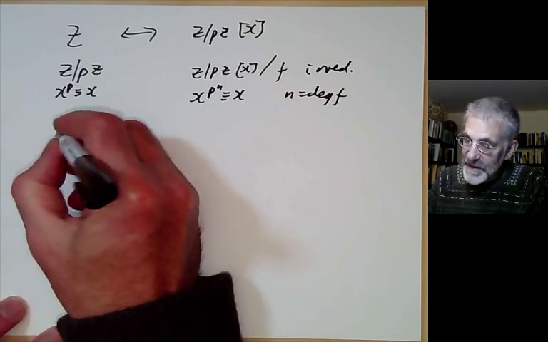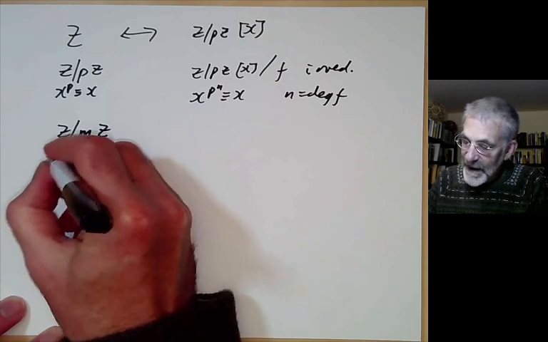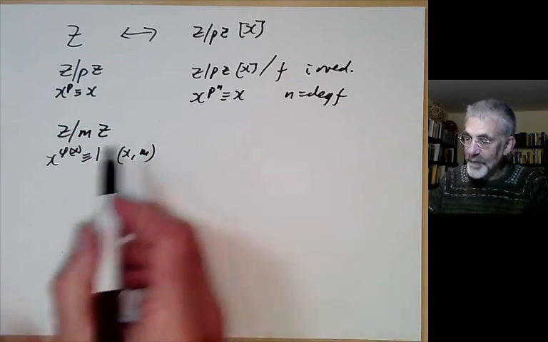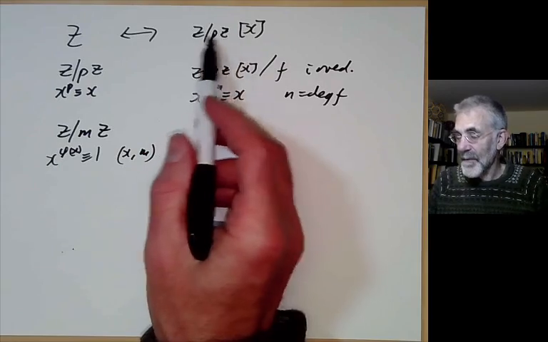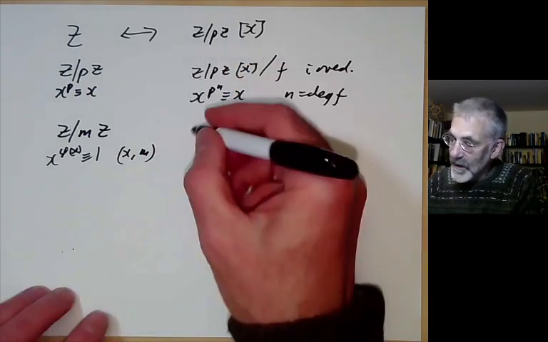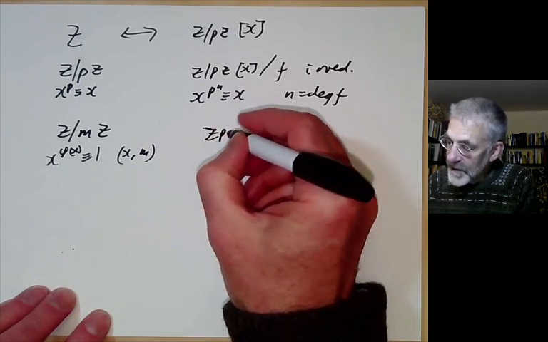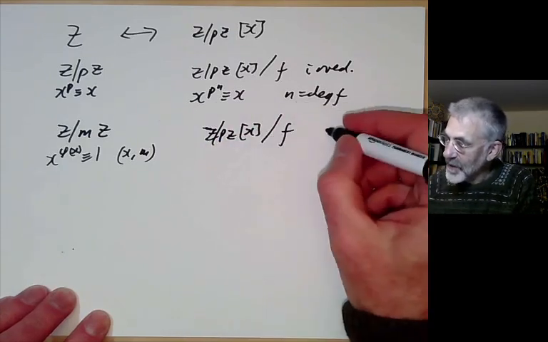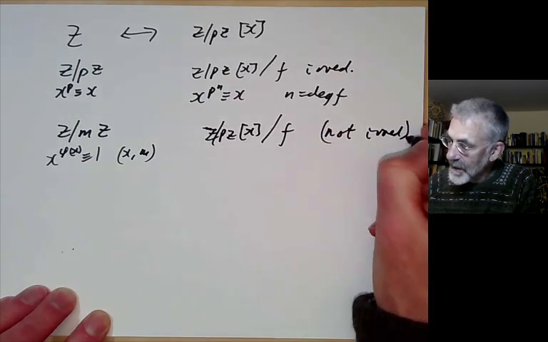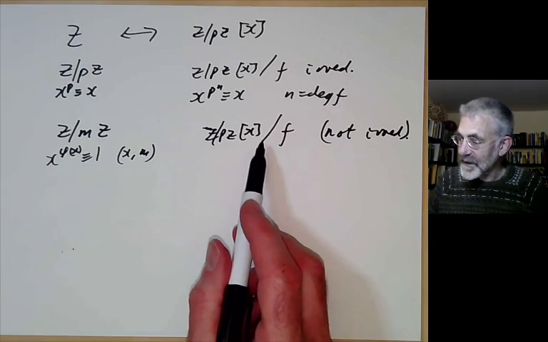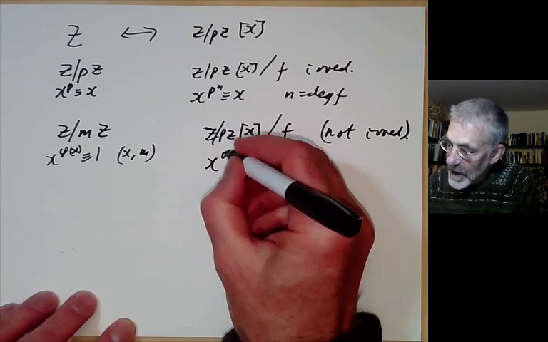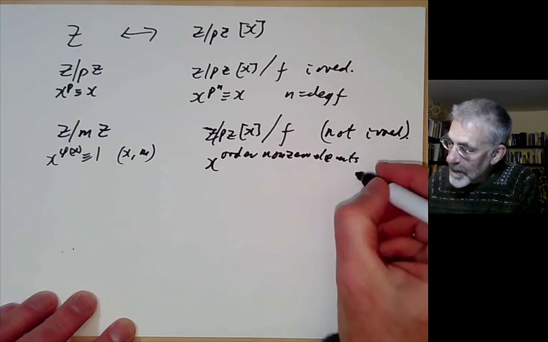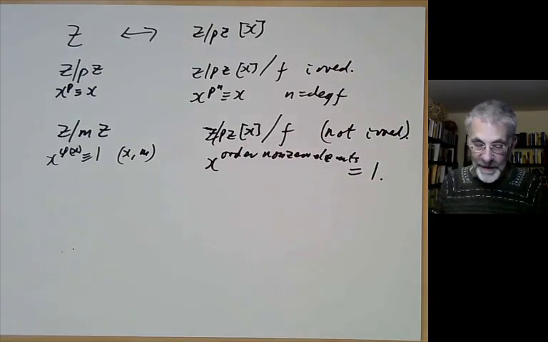We also had Euler's theorem, which says that in Z over MZ, we have X to the phi of M is congruent to 1, provided X is co-prime to M. So what would the analog of this be for polynomials over a finite field? Well, this time we would take polynomials Z modulo PZ of X. So we take polynomials with coefficients in Z, and we modulo over any polynomial F, which need not be irreducible. And what can we say about this? Well, we can still say that X to the order of the non-zero elements is equal to 1 in this ring here.